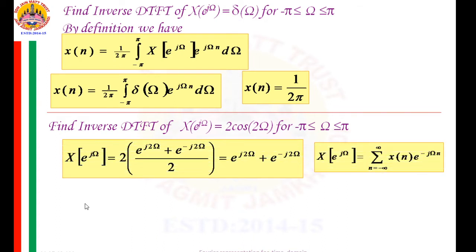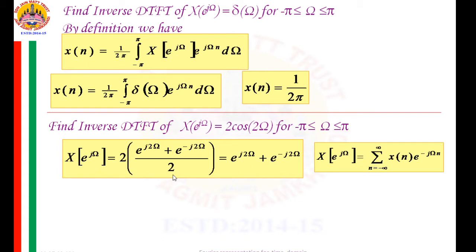So see here in this expression, cos 2 ohm is e raised to j 2 ohm plus e raised to minus j 2 ohm by 2. When you multiply this with this 2, the 2 and 2 will get cancelled. So x of e raised to j ohm becomes e raised to j 2 ohm plus e raised to minus j 2 ohm. Now by the expression of DTFT, x of e raised to j ohm can be expressed in terms of an infinite sum, summation n from minus infinity to plus infinity x of n e raised to minus j ohm n.